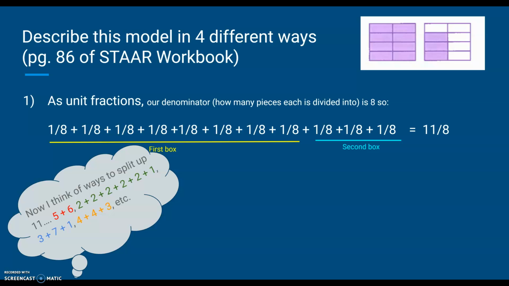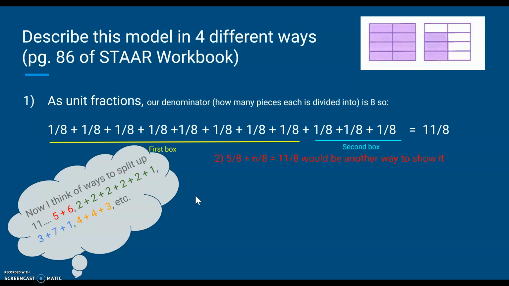Now I need to think of ways to split up 11. I could do 5 plus 6 equals 11. I could do 2 plus 2 plus 2 plus 2 plus 2 plus 1 equals 11: 2, 4, 6, 8, 10, 11. I could do 7 plus 3, which I know is 10, plus 1 more is 11. Or I could do 4 plus 4, which is 8, and then plus 3, 9, 10, 11. Once I know that, I can create some other ways to describe this model with fractions.